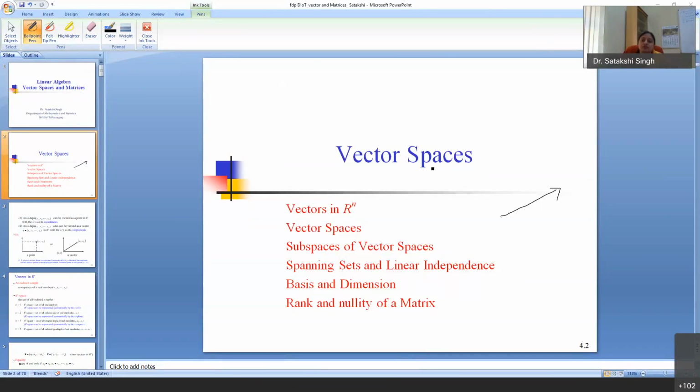Okay, let us start with the topic now. In today's lecture, you are going to learn about the vectors in n-dimensional vector space and the vector spaces, subspaces of the vector spaces. Then you will learn about the spanning sets and linear independence and basis and dimension. And finally, we'll learn about how to find the rank and nullity of a matrix. So these are basically the topics on which we will discuss today.